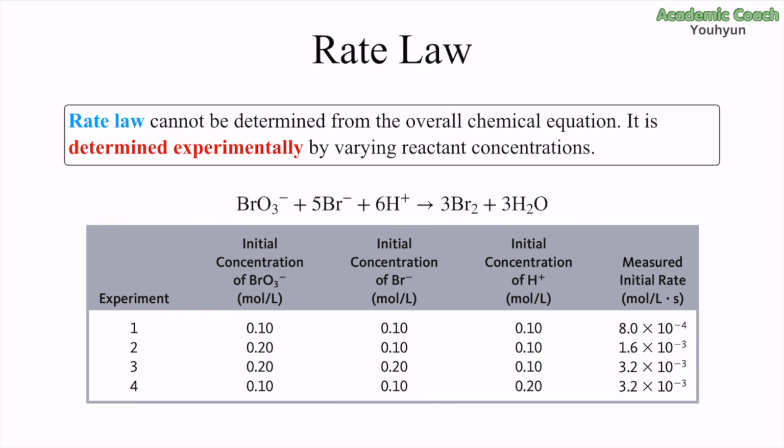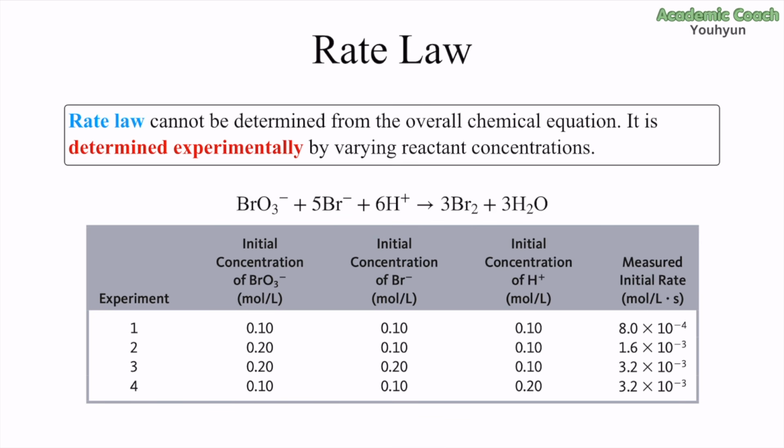Here is another more complicated example. Here we have another chemical reaction where 1 mole of bromate ion reacts with 5 moles of bromide ions and 6 moles of protons to produce 3 moles of bromine and 3 moles of water. And there are 4 experiments in total.